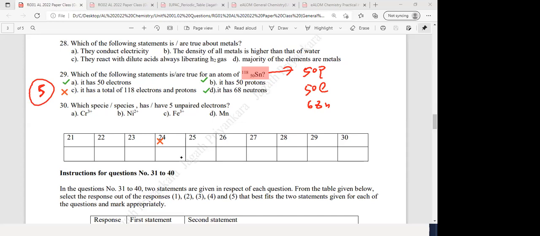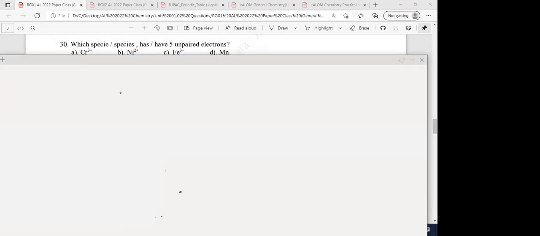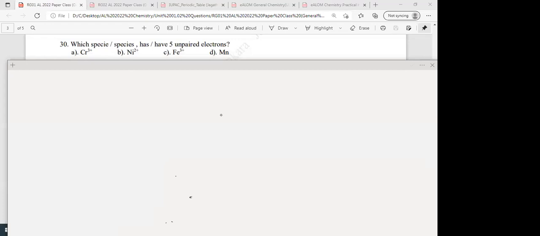Right. 29, Dulshan correct. Ran Siruni correct and Chaniti also correct. Very good. Question number 30. So you have to refer to the periodic table. Can you quickly tell me the answer for the 30th MCQ? Which one has 5 unpaired electrons? Chromium. If you take chromium, check the configuration, and then you can easily decide that answer.